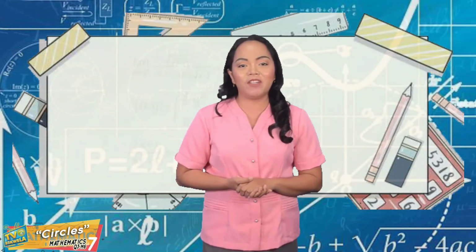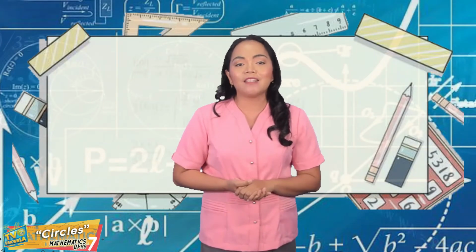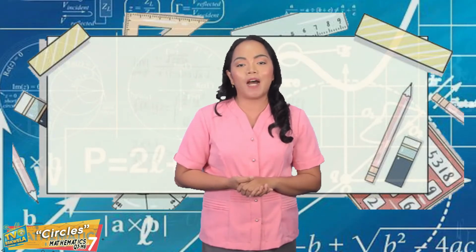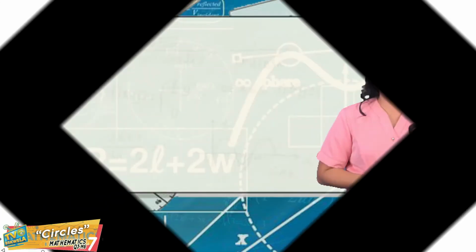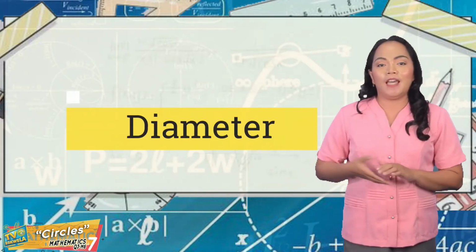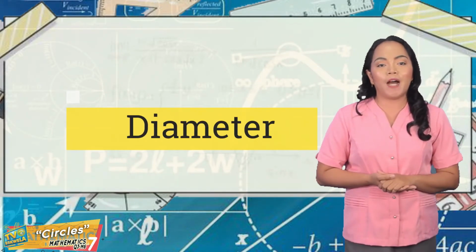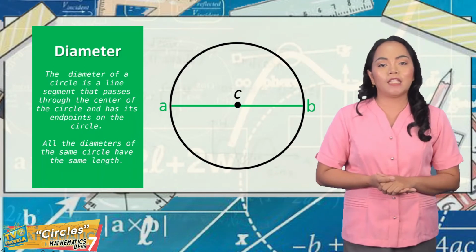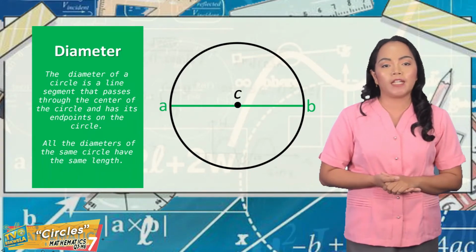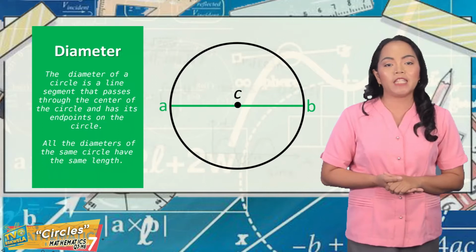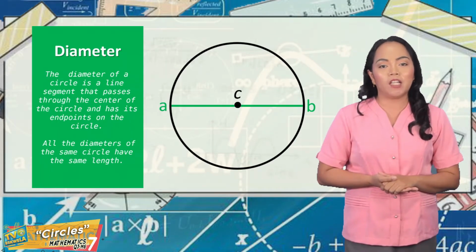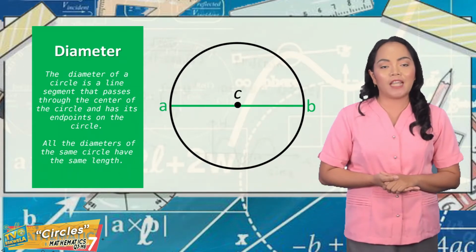After knowing the definition of circle, let us proceed to our next goal, which is to identify the parts of the circle. Diameter. It is an important part of a circle. The diameter of a circle is a line segment that passes through the center of the circle, and it has endpoints on the circle. All the diameters of the same circle have the same length.